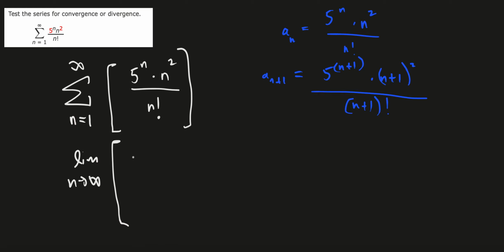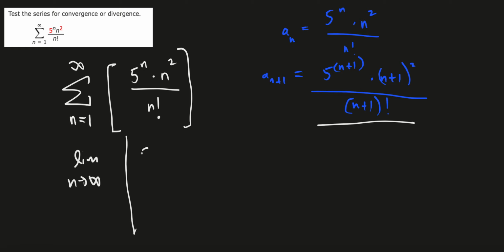So, a sub n plus 1, and again, we have to take the absolute value. I don't know if I wrote it before, but this is the absolute value. So this is going to be the absolute value, and that's why we can conclude absolute convergence if it's less than 1. But let's just keep that in mind.